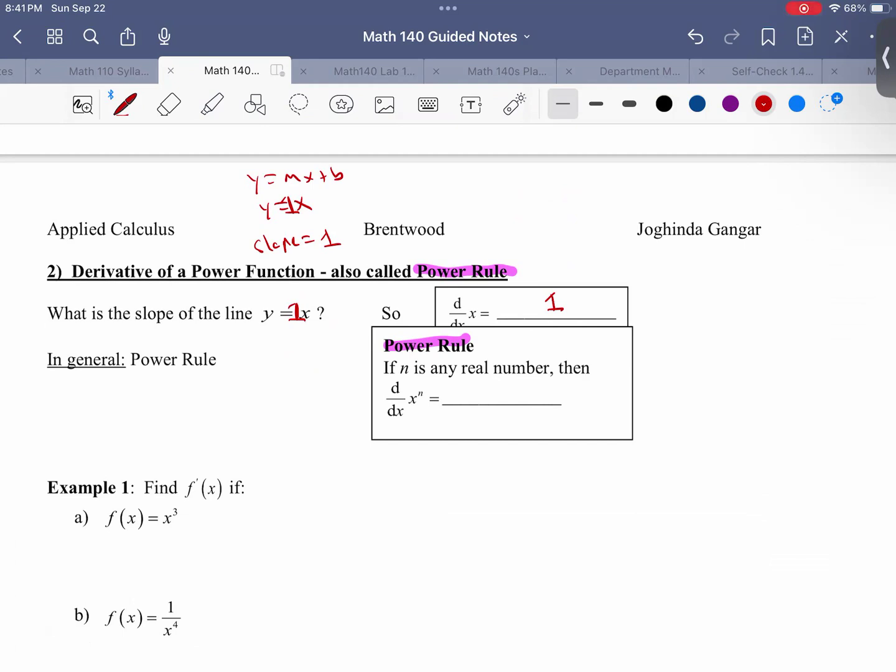So in general, the power rule, what does that mean? If n is any real number, then the derivative of x to the n, it could be like x squared, x to the fifth, x to the 10th, something like that. What the power rule says is the derivative would be n times x to the n minus 1. That's the power rule. The n drops down and we subtract 1 from it.